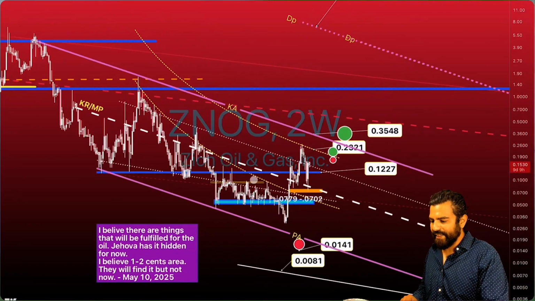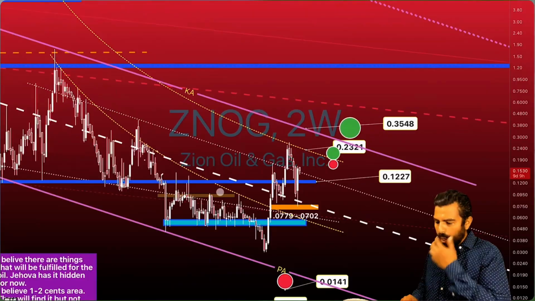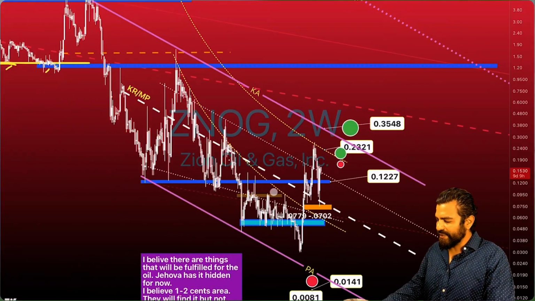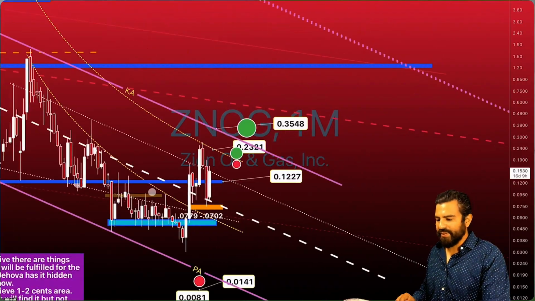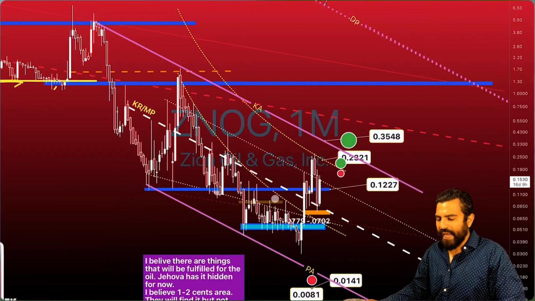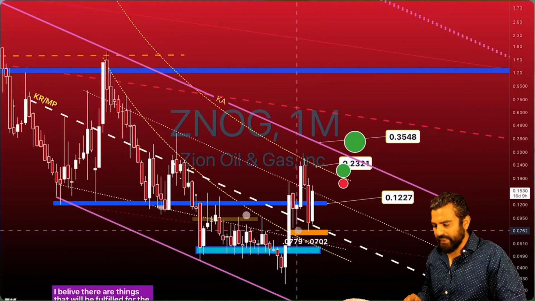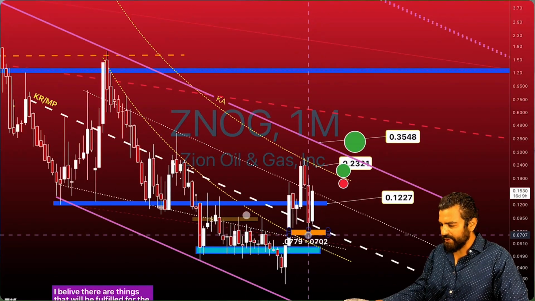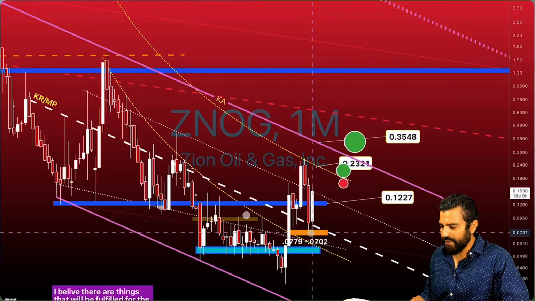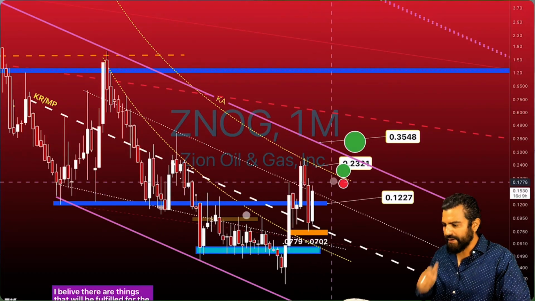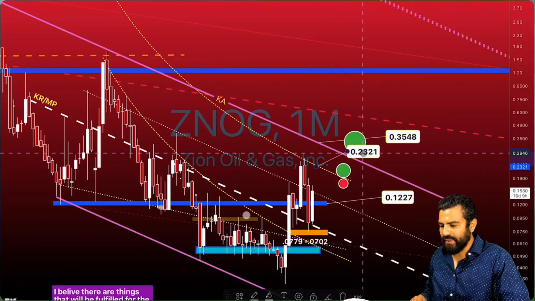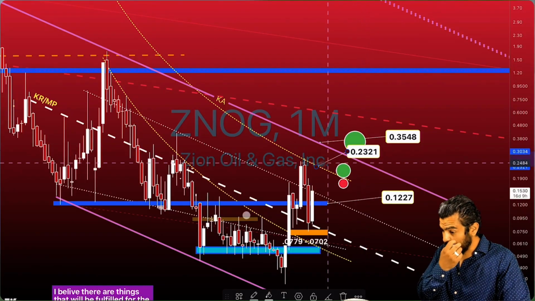All right, let's take a look at ZNOG. All right, a few things for ZNOG. Let's start with the monthly chart. Some important areas for ZNOG. We had a sword cut here. Looks like we hit that sword cut back in April. We are pulling back up into this area. Some of the highs I've got is $23 for this month.